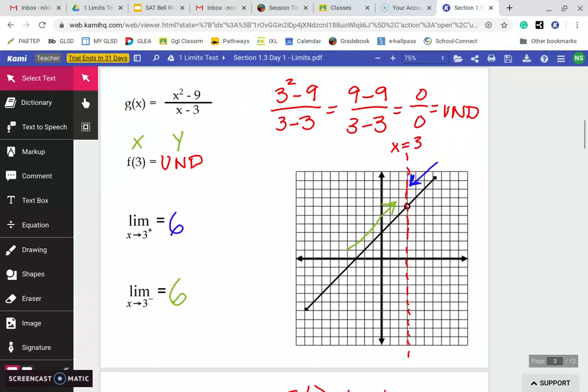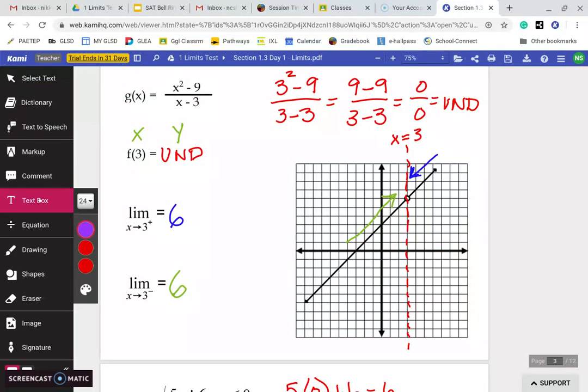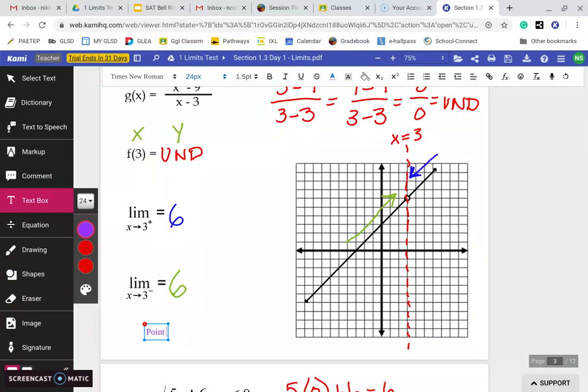The next example was where the limit from the left and the right matched, but it was different than the function value. Now, in this case, the function value is undefined, but it doesn't necessarily have to be undefined. It could be anything else, just not 6. So if your limits from the left and the right match, but they don't match your function value, we call that a point discontinuity. So it's going to have a point discontinuity at x equals 3.